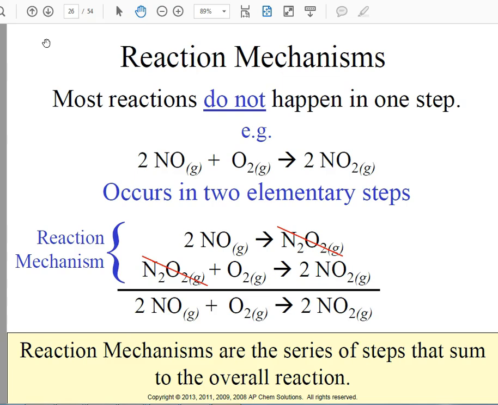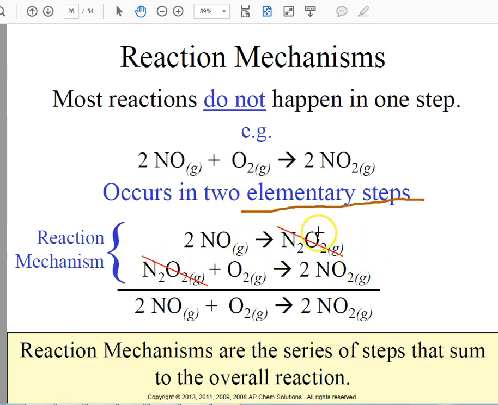Actually, most reactions that occur do not occur in one step. For example, the reaction 2NO plus O2 yields 2NO2 does not occur by two NOs and one O2 bouncing into each other with a lot of energy and spitting out two NO2s. It actually occurs in two what we call elementary steps. Elementary steps are steps that occur in order for a reaction to completely take place. For example, in this reaction, the first step is where those two NOs actually join together to make an N2O2. So those two NOs collide and stick together and form N2O2. That N2O2 then will react with the oxygen to form two NO2s. So it's a two-step reaction.